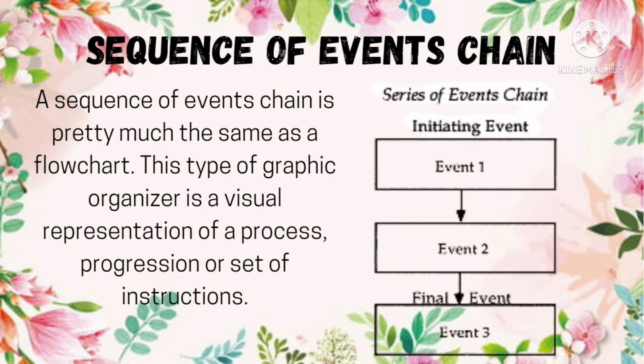Sequence of events chain. A sequence of events chain is pretty much the same as a flowchart. This type of graphic organizer is a visual representation of a process, progression, or set of instructions.